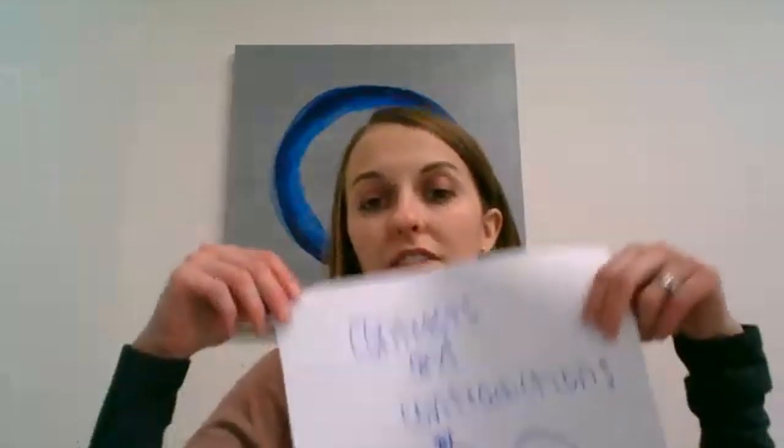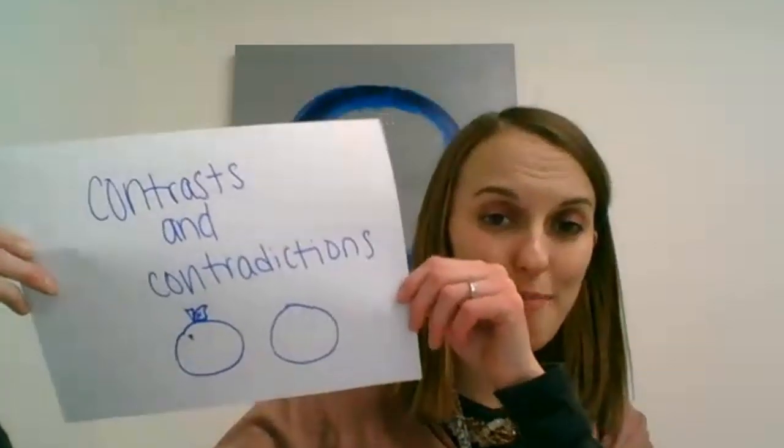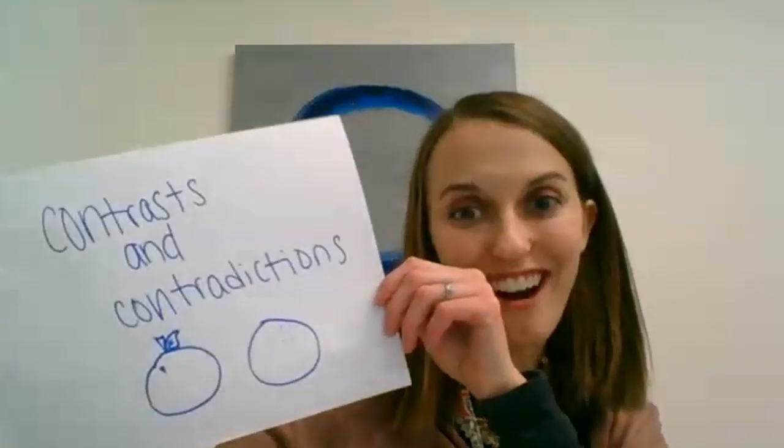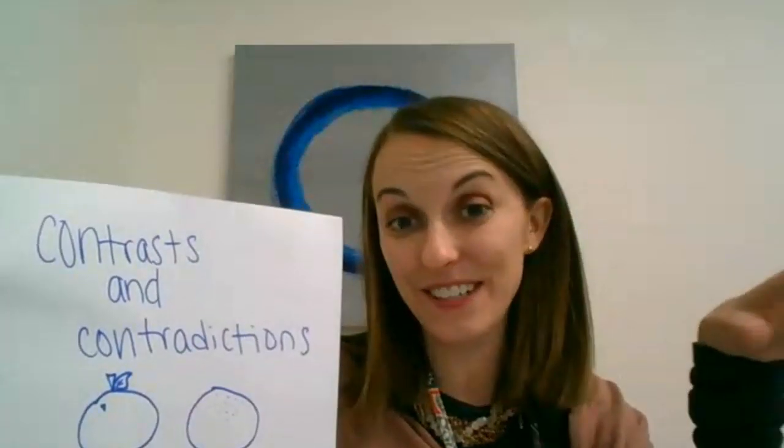And so the first one is contrast and contradictions. And I drew an apple and an orange. That's my attempt at a drawing. Because sometimes people say, oh, it's as different as apples and oranges. And so this would be when a character does the opposite of what you would expect. And so if your friend is usually really happy-go-lucky, and then they come in and they're really sad, that's a red flag.